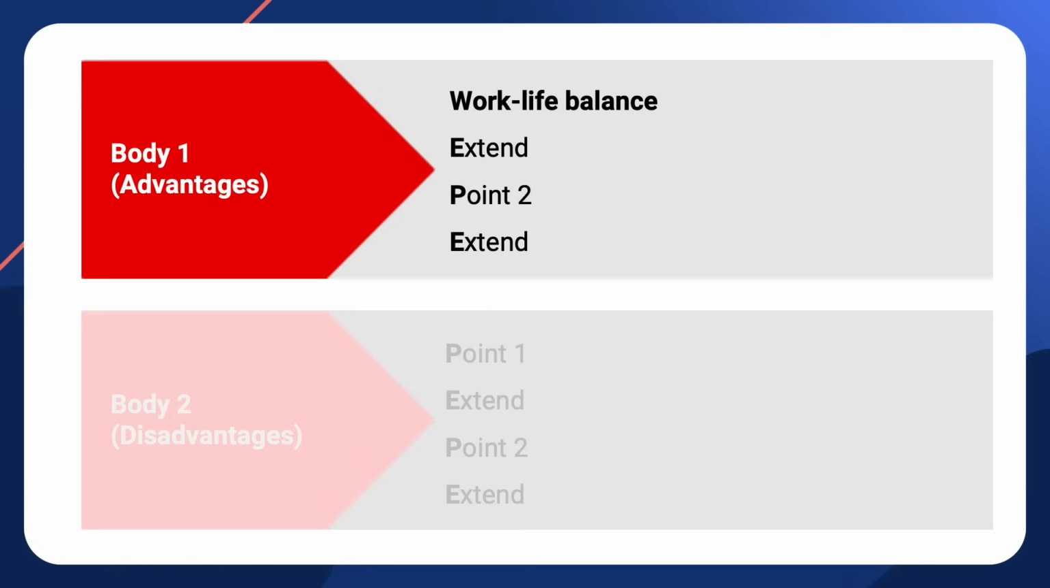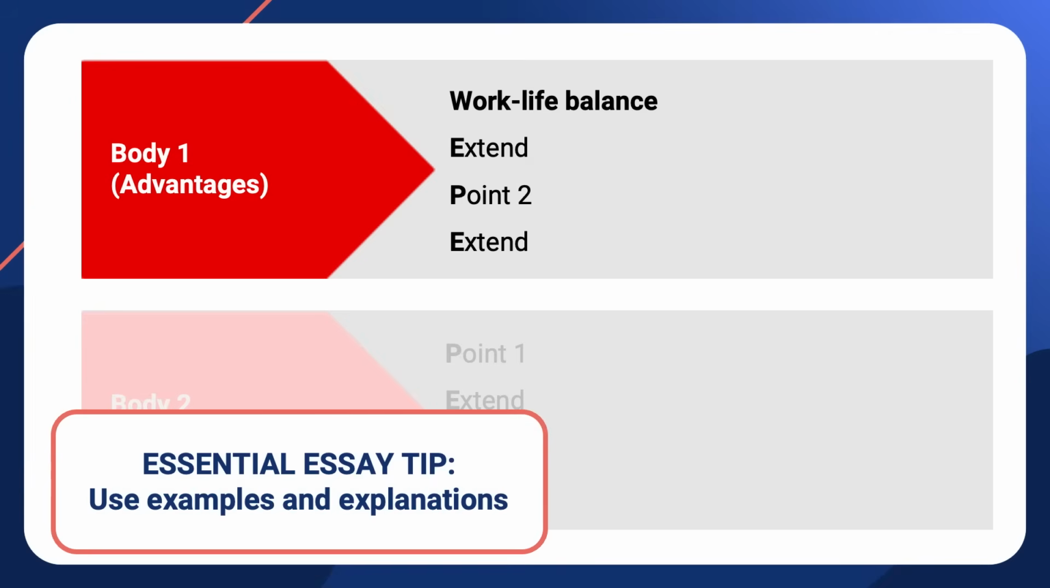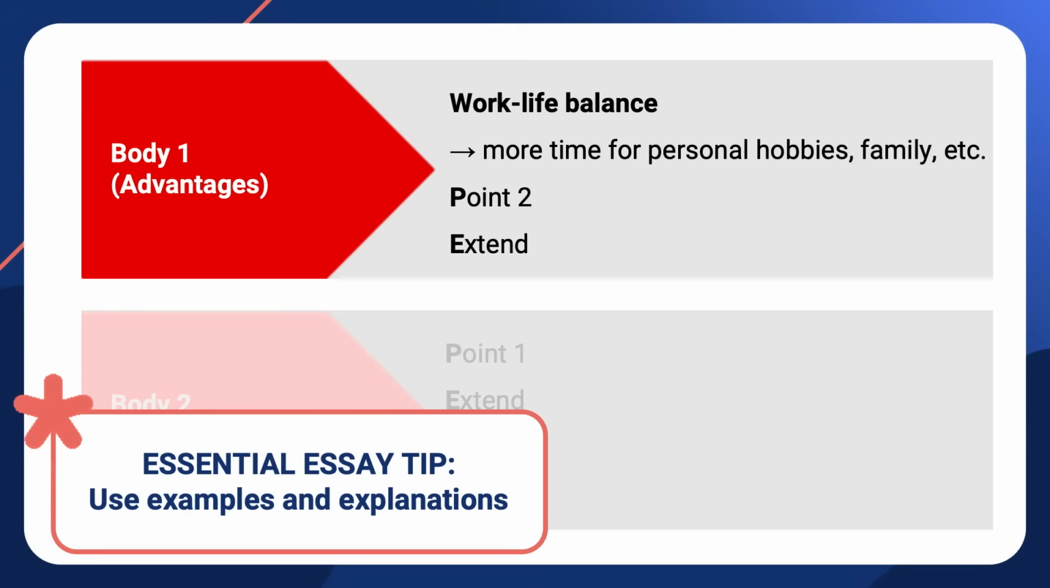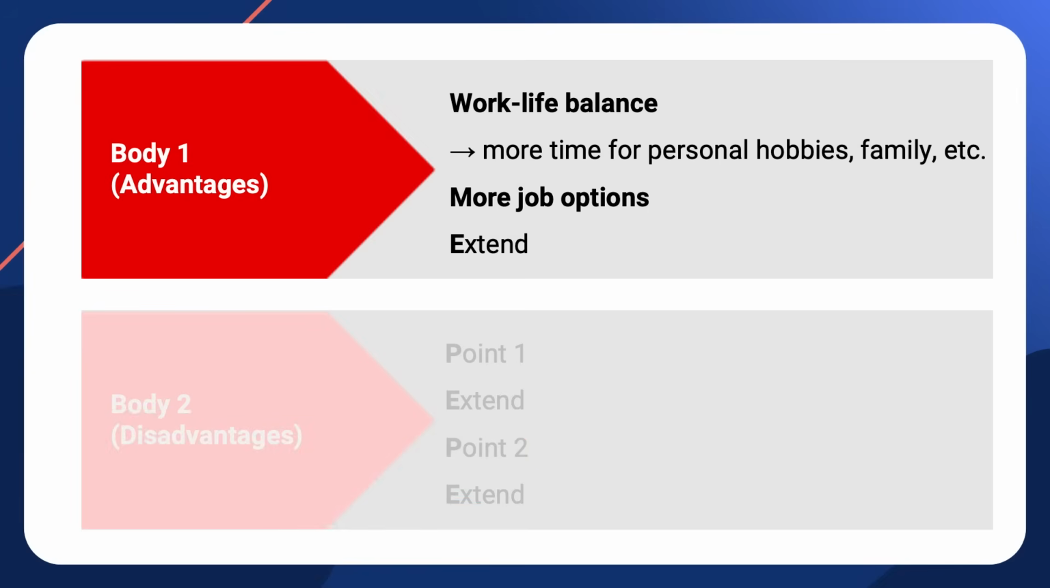Here are some of my ideas. So I begin my first point, my first advantage, talking about work-life balance. This is an advantage of working from home. Now, I'm going to extend this, and I'm going to use that essential essay tip of examples and explanations. One example of work-life balance is having more time for personal hobbies and family. My second advantage is about having more job options, and I'm going to extend this with ideas about living anywhere and working from those places.